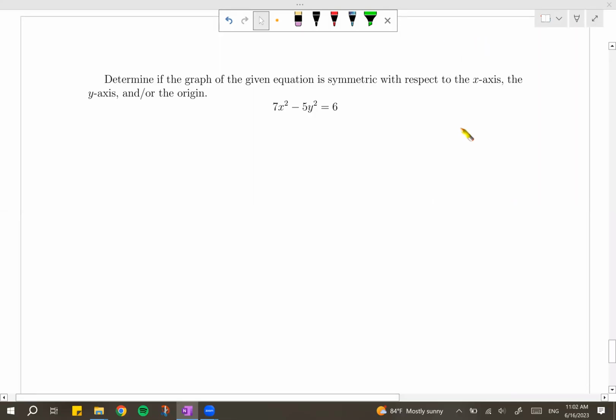Hey, so we have this problem. It wants us to determine if the graph of the given equation is symmetric with respect to the x-axis, the y-axis, and/or the origin. All right, so this looks a little weird. We have x squared and y squared equals 6. What does that even mean?